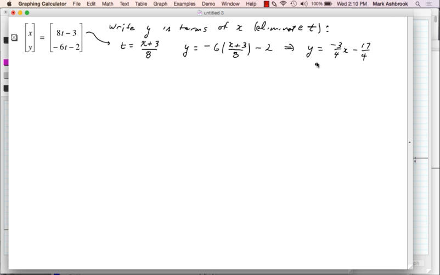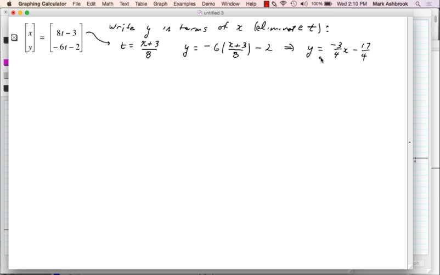Okay, so what if we were given this line and we needed to come up with the parametric form of it? So we wanted to write this function y in terms of x, but we wanted to write it as a parametric function. Well, if you look back, there's really nothing here, negative 3/4 x minus 17/4, there's really nothing that indicates 8t minus 3 and negative 6t minus 2. That's not clear at all how those two are the same. Would you agree? So we kind of take a different approach then.